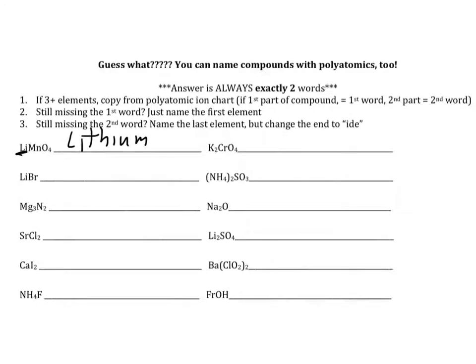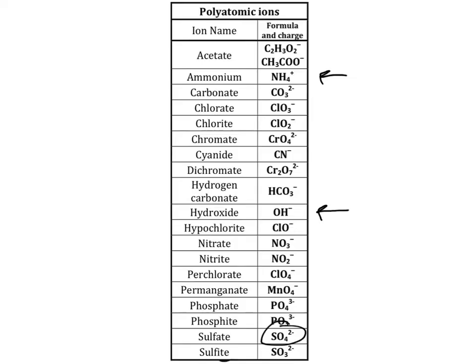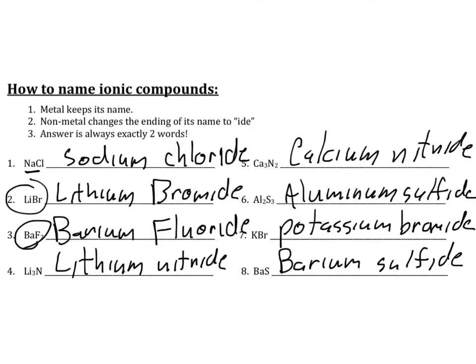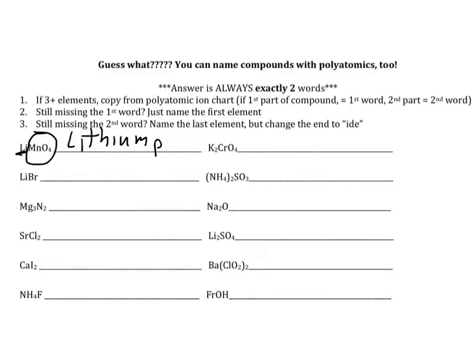And then what we need to do is find this polyatomic ion, which if we look at our polyatomic ion sheet, MnO4 is right here. It is permanganate. And the only thing you do is you just name it normal, permanganate. It's really easy. So it's lithium permanganate. Then this here, notice how there's only 2 elements, so that means it does not have a polyatomic ion. So it is lithium bromide. So again, we change the second part to "ide."